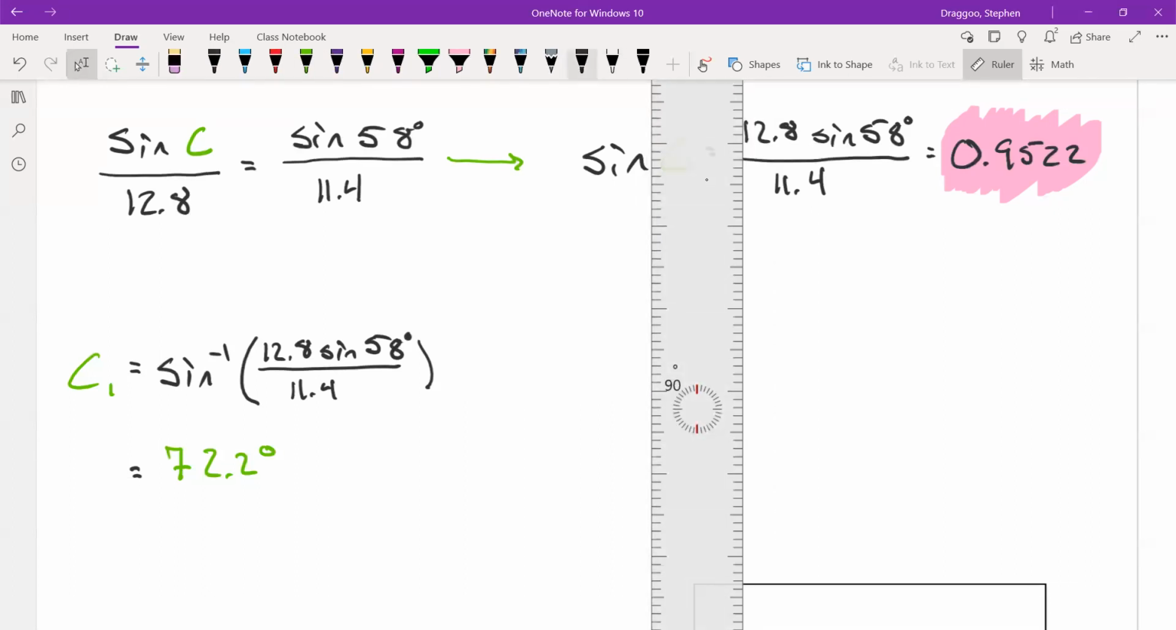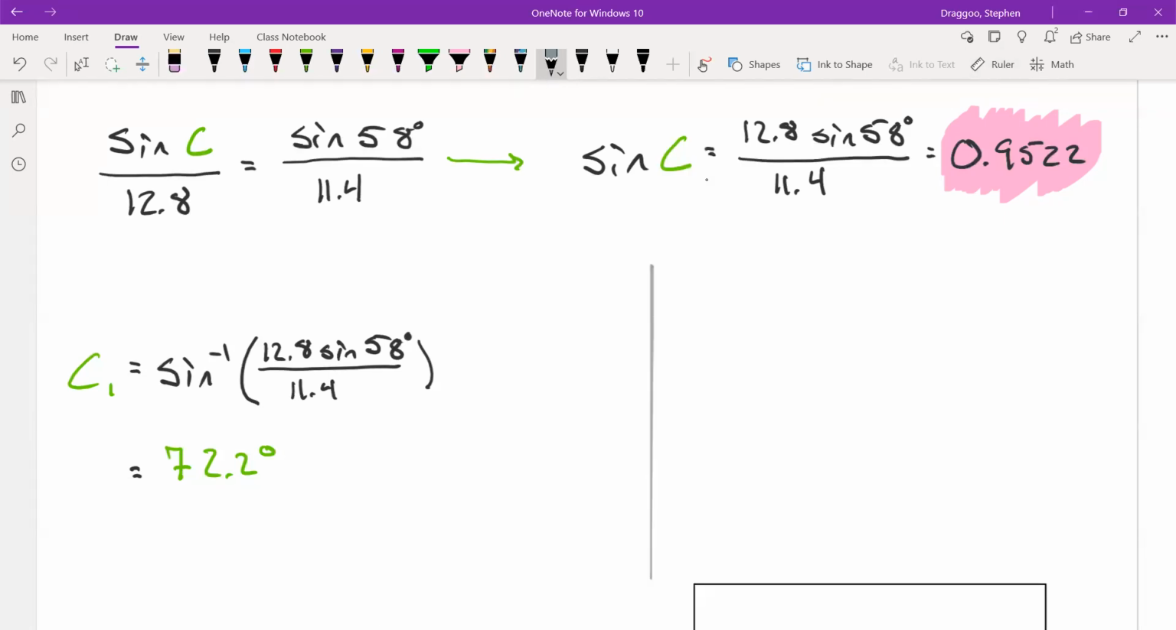If I come over here and just draw a line to cut this problem in half. I'll also grab C2 right away. Because all I know is that C1 and C2 have the same reference angle because they both have the same sine value. So C2 is always 180 minus C1. And I got 107.8 degrees. So those are our 2 starting angles when we go to solve this problem.